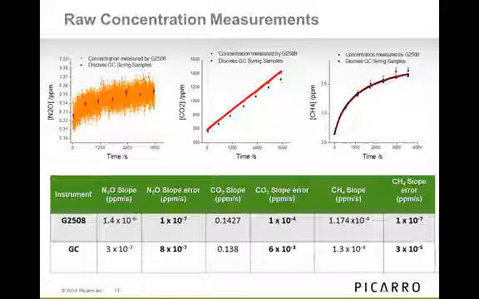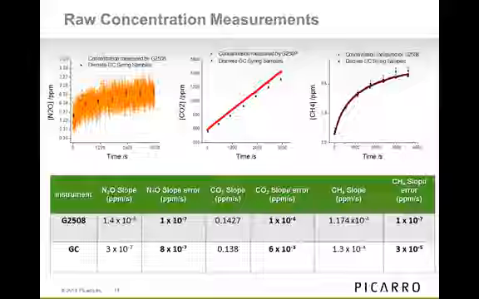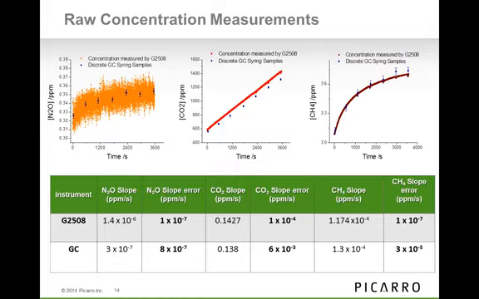And for methane, we see the error bars on the methane measurement for the GC is actually much larger than the spread on the methane for the G2508. The CO2 follows relatively the same trend, and the N2O, they're lying directly on top, but has a much smaller error bar in the single point measurements.